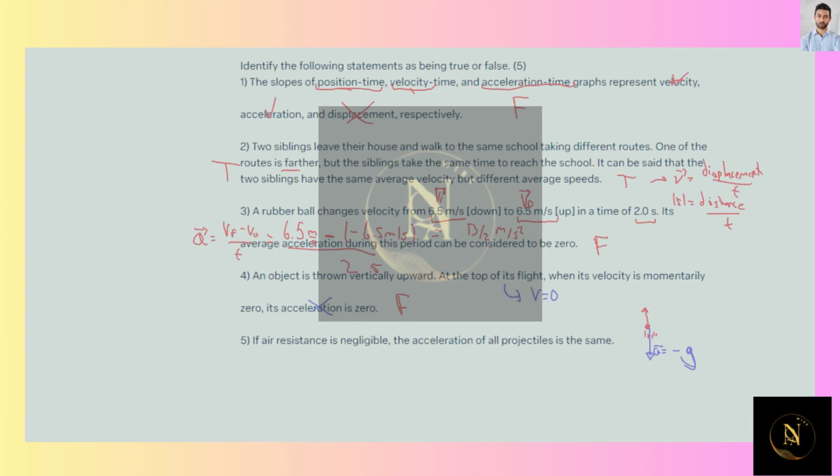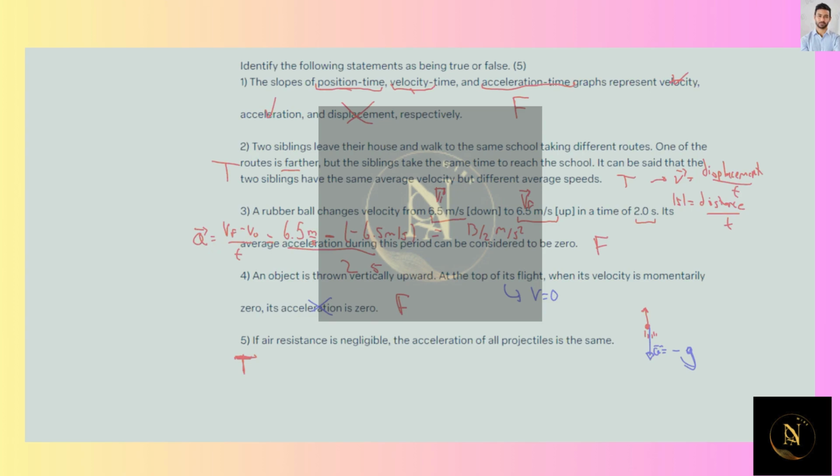So this is false. And finally, if air resistance is negligible, the acceleration of all projectiles is going to be the same, and this is going to be true. Remember that air resistance would introduce an acceleration on x that would depend on the different projectiles, and since the acceleration on y is only depending on gravity, then this statement is going to be true.